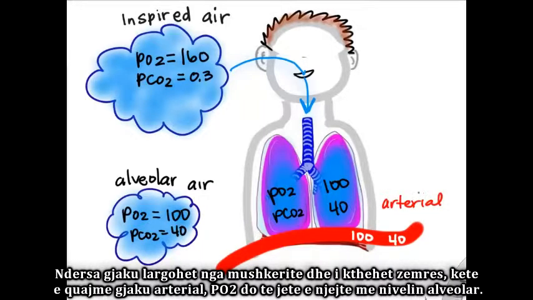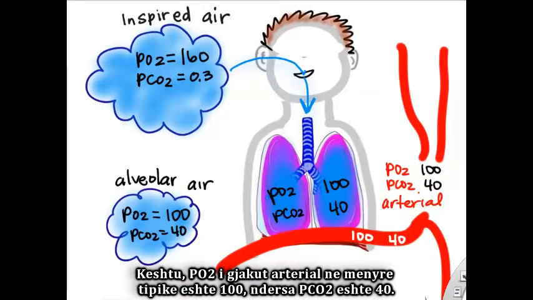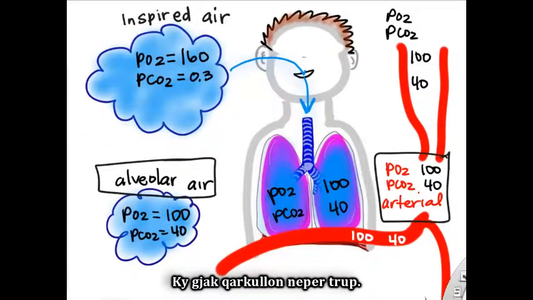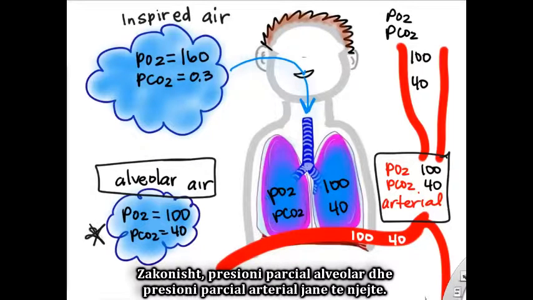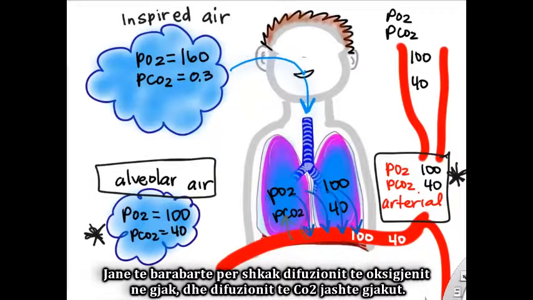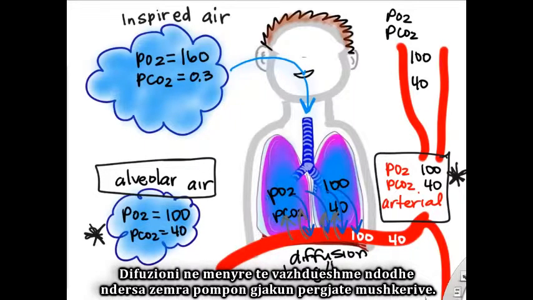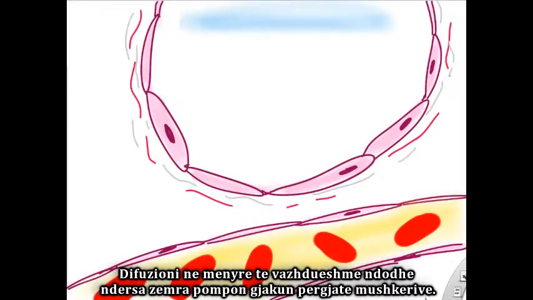As the blood leaves the lung and goes back to the heart, we call that arterial blood. The PO2 will be the same as the alveolar levels. So the PO2 of your arterial blood is typically 100 and the PCO2 40. And that blood circulates around your body. So normally the alveolar air partial pressures and the arterial partial pressures are the same. They're equal due to the diffusion of oxygen into your blood and the diffusion of CO2 out of your blood. And that diffusion is constantly taking place as your heart pumps the blood through the lungs.